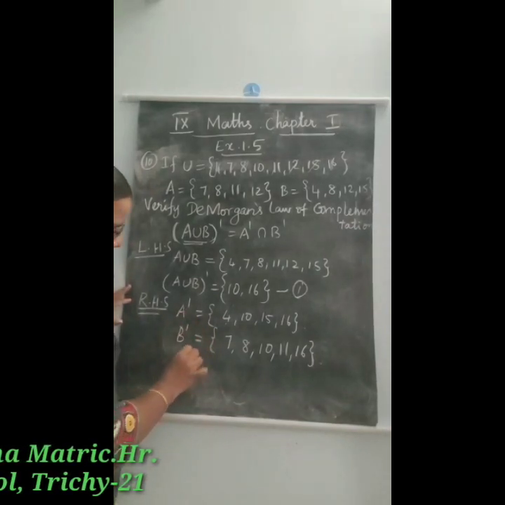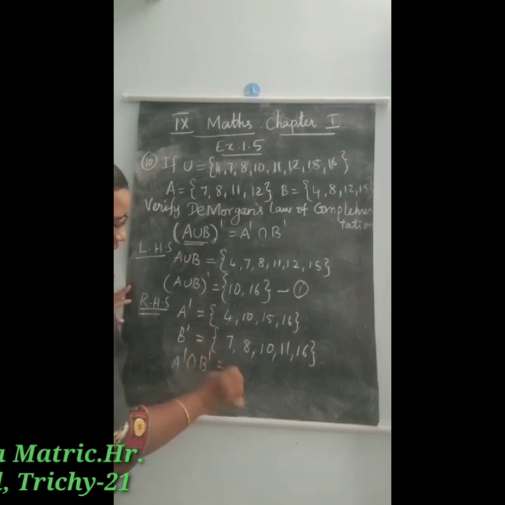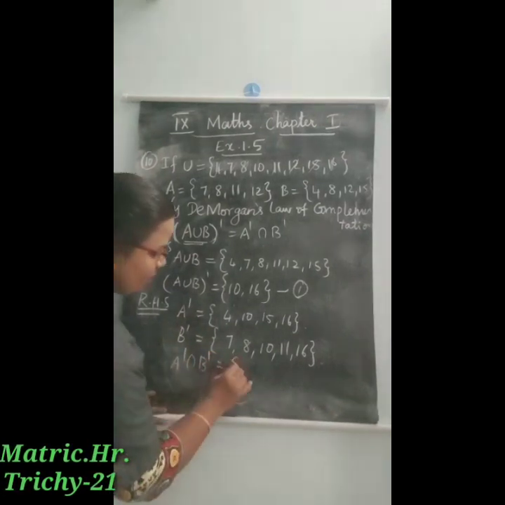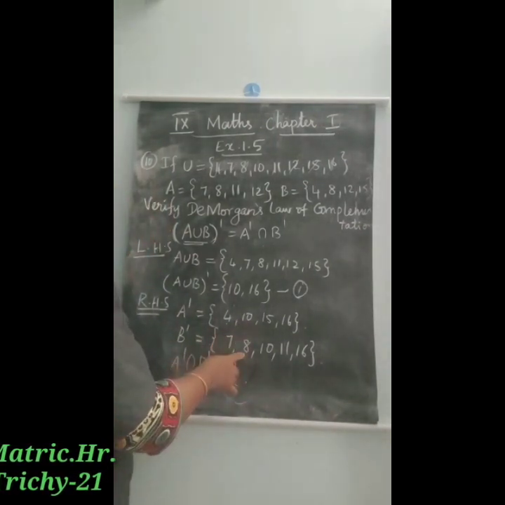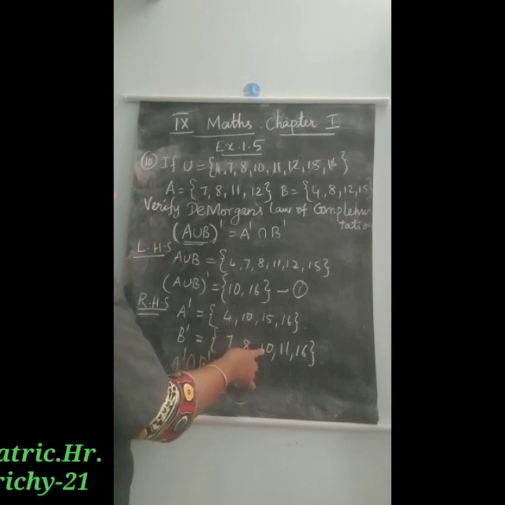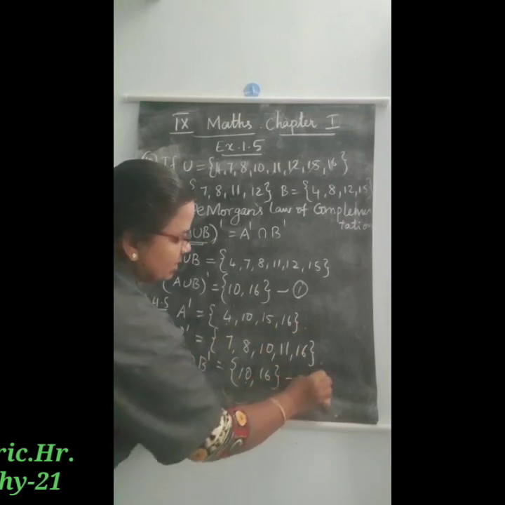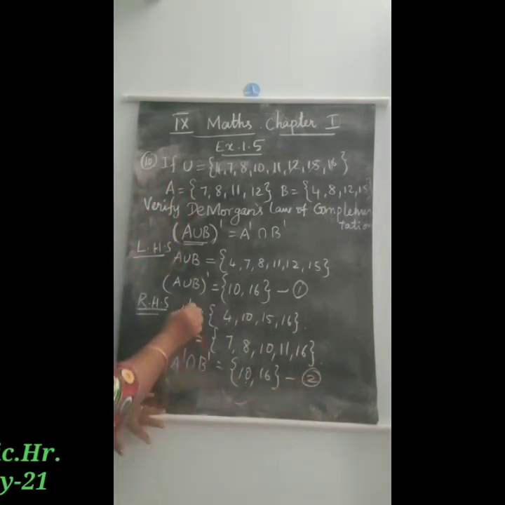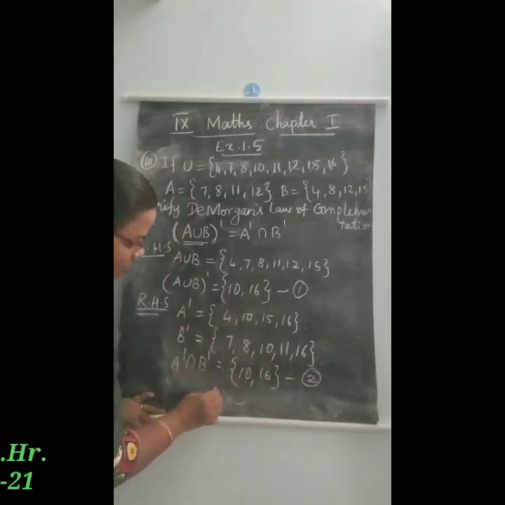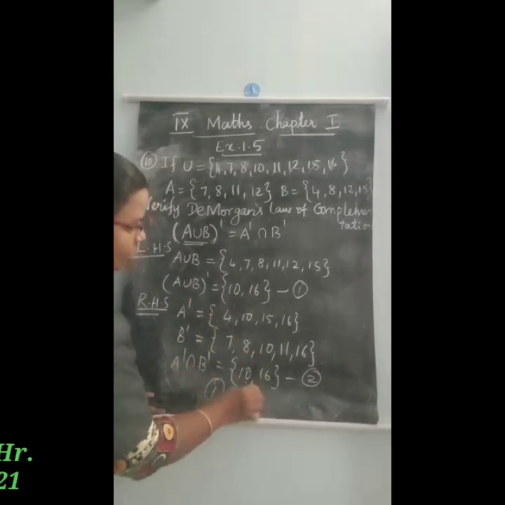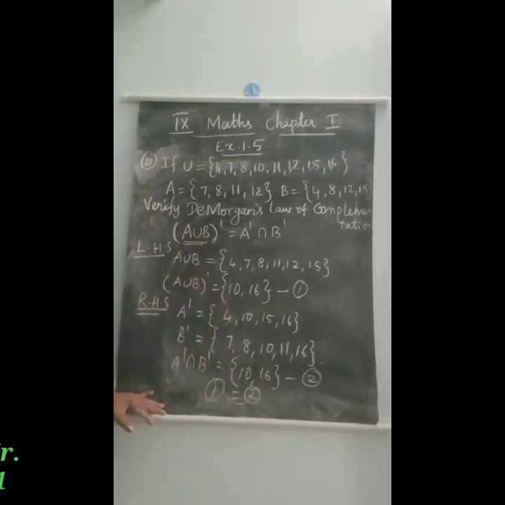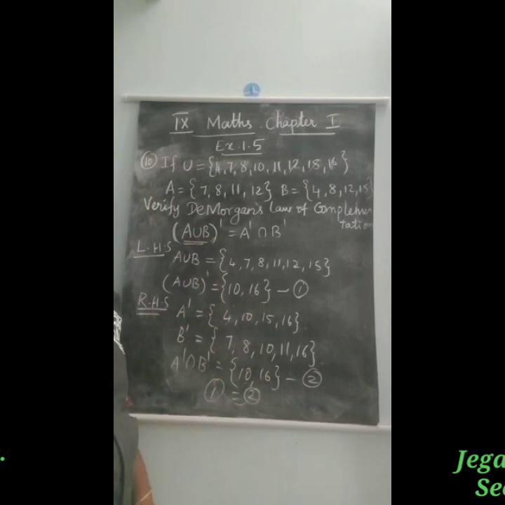What is A dash intersection B dash? That is equal to, take the common terms of these two: 10, 16. So 10, 16. This is considered as 2. So 1 and 2 are equal. 1 is equal to 2. Hence proved: A union B the whole dash is equal to A dash intersection B dash.